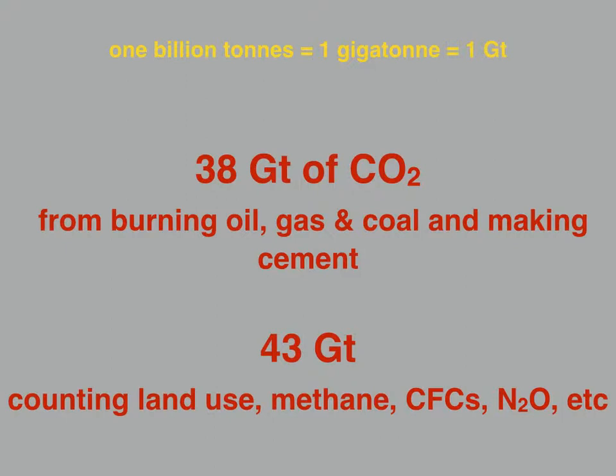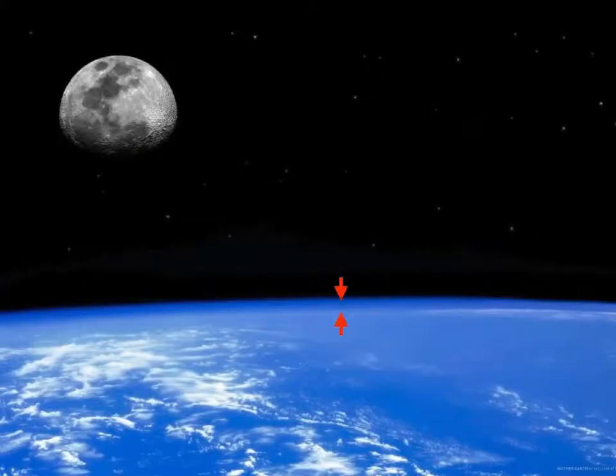And if you add in the CO2 we make from ploughing up soils and cutting down and burning forests, and the methane from livestock and rice growing, and the CFCs and nitrous oxide from fertilizer and so on, and turn that into CO2 equivalent, the total is something like 43 gigatons. Huge numbers. It's very hard to get our heads around.